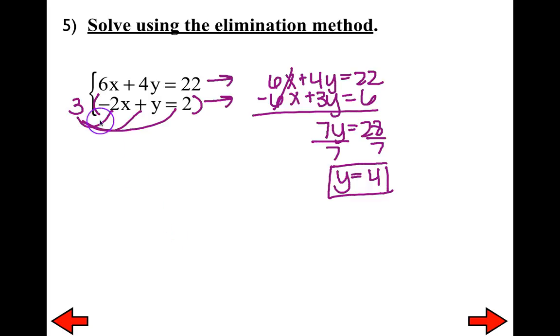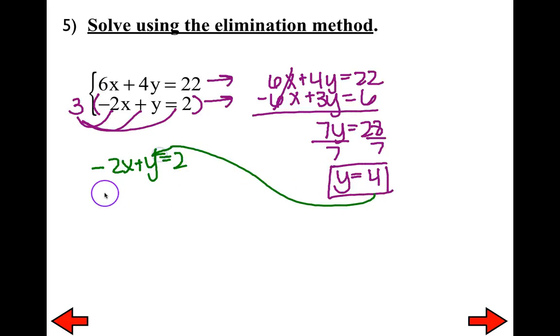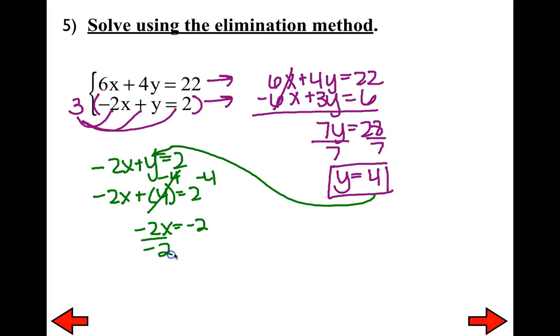I'm going to go ahead and choose the second equation, negative 2x plus y equals 2. I'm going to plug in my 4 for y, which leaves me with negative 2x plus 4 equals 2. Now we're going to get rid of the constant first, so negative 2x equals negative 2. Divide both sides by negative 2, and I'm left with x equals 1. At this point, I can say that I think the solution is 1 comma 4.